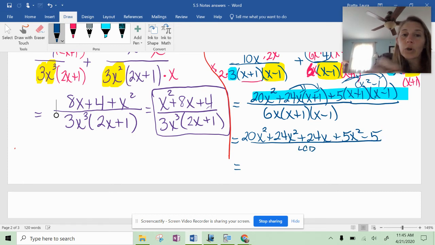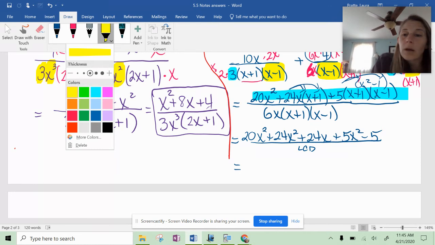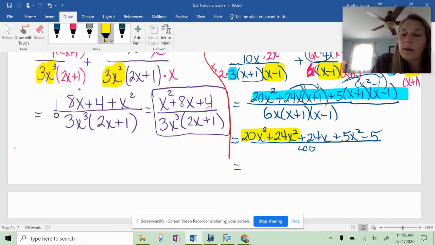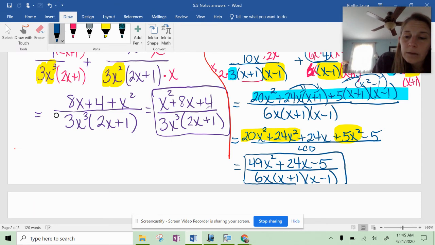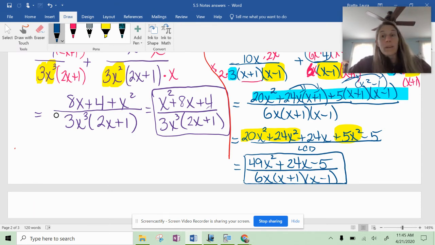And now I want to combine like terms. So I have these x squares here, so I can combine all of those together. So that's going to be 44 plus 5, so 49x squared plus 24x minus 5. And that's going to go over that least common denominator of 6x, x plus 1, x minus 1. So this one is a pretty nasty problem, honestly. But that's what we can get it down into. All right. This is definitely the hardest lesson of this chapter.